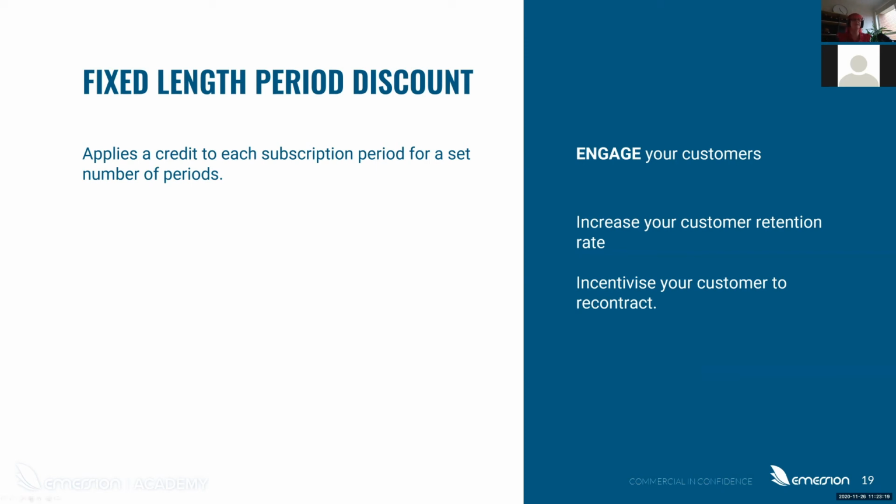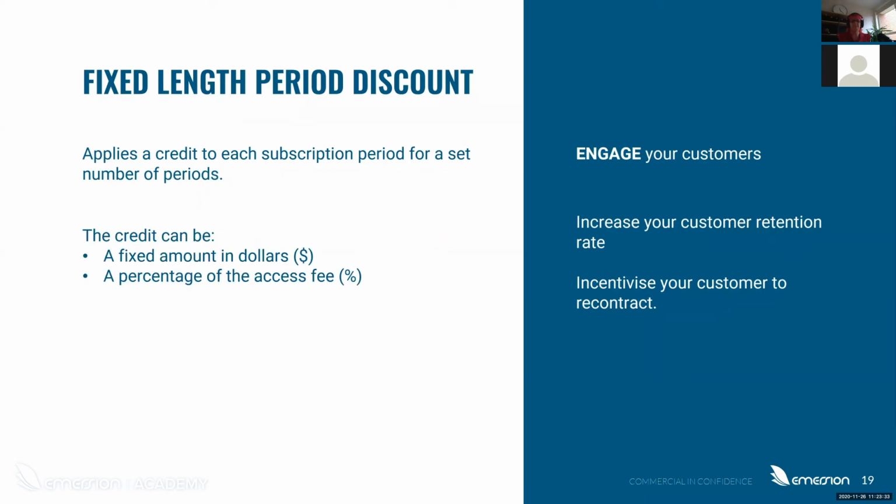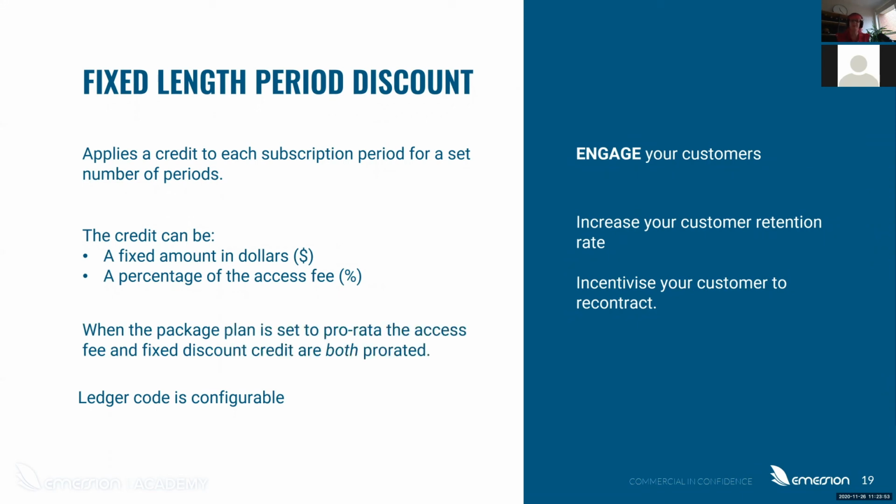This one's a little different in the sense that it's a bit more fully featured. The credit can be either a fixed amount in dollars or a percentage of the access fee. So unlike the ongoing, which is only in dollars, this one you can define in a couple of different ways. The other thing is you can select which ledger code you want, or you can create a new one. And again, when we set to pro rata, both any credit and a package plan access fee, of course, is prorated as per the rules, but the discount is prorated as well.